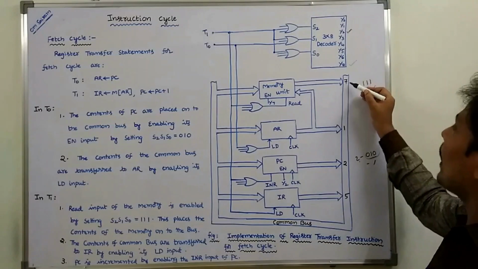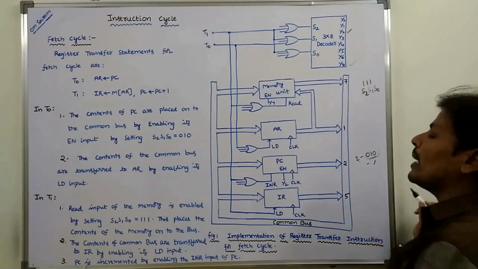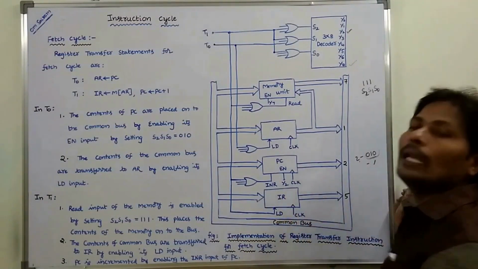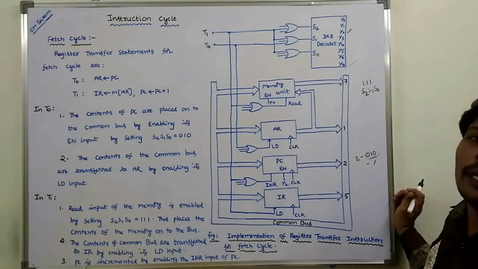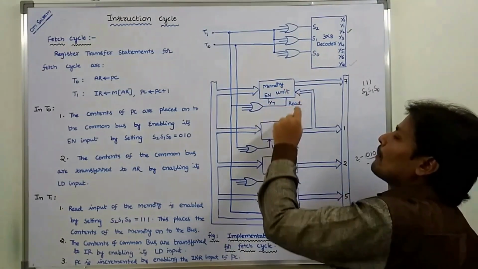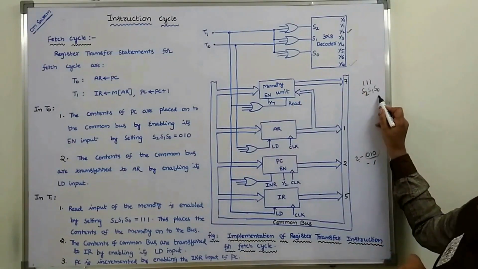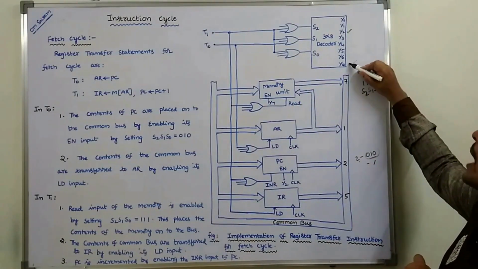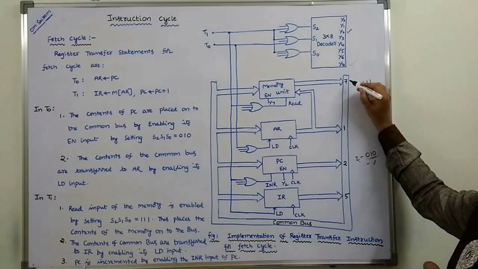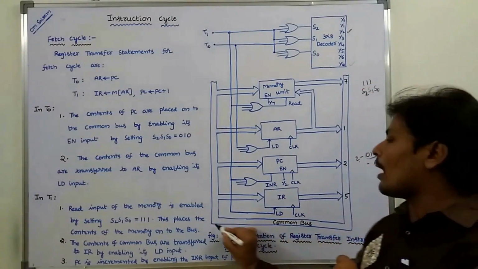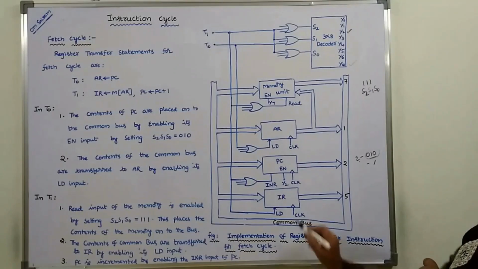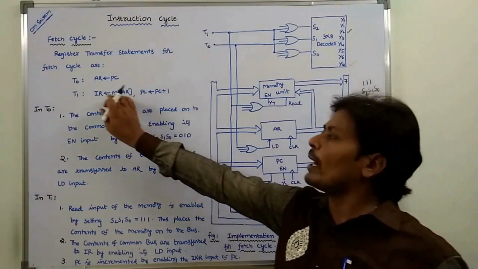Next, the content of the common bus is transferred to the instruction register IR by enabling the load input. Once the address is read from the memory by setting S2, S1, S0 as 1, 1, 1, the decoder output Y7 is activated. So now the content of the common bus is transferred to the instruction register IR by activating the load input LD. Up to this point, this is completed.